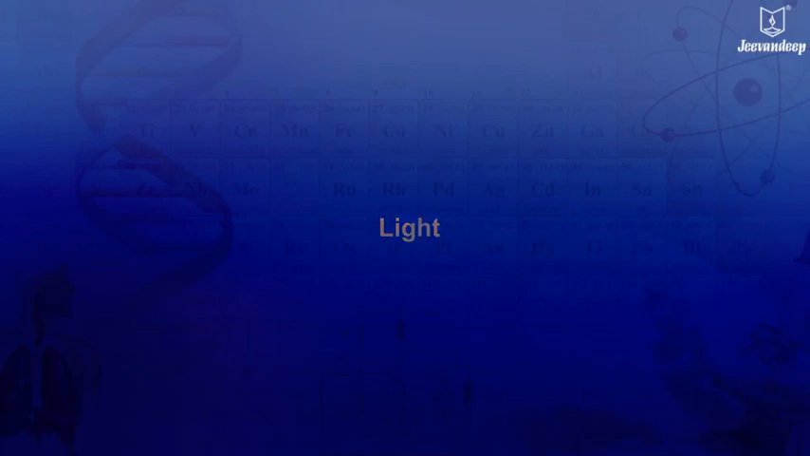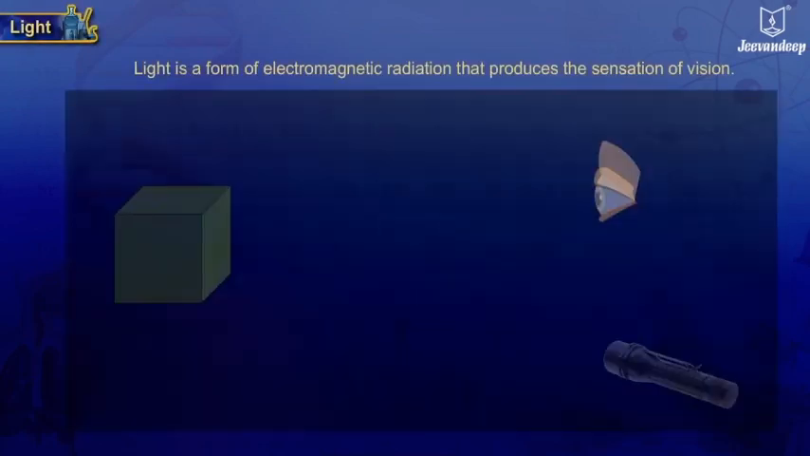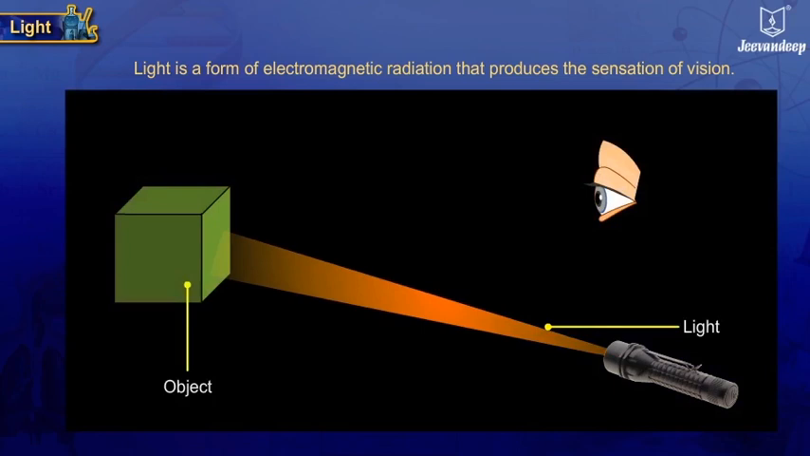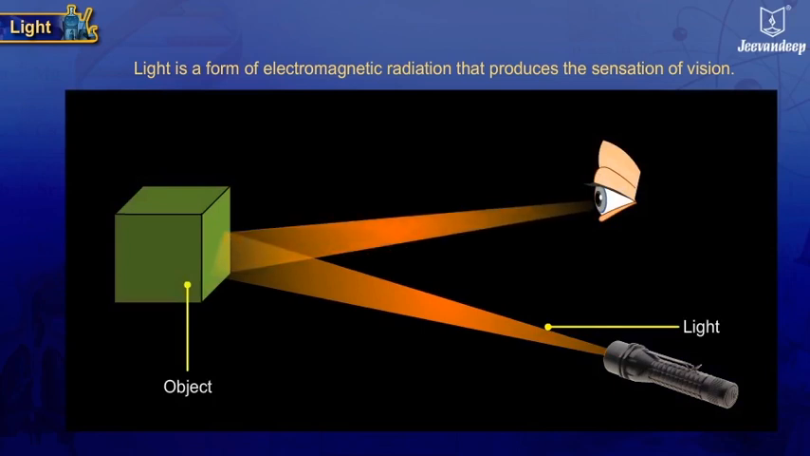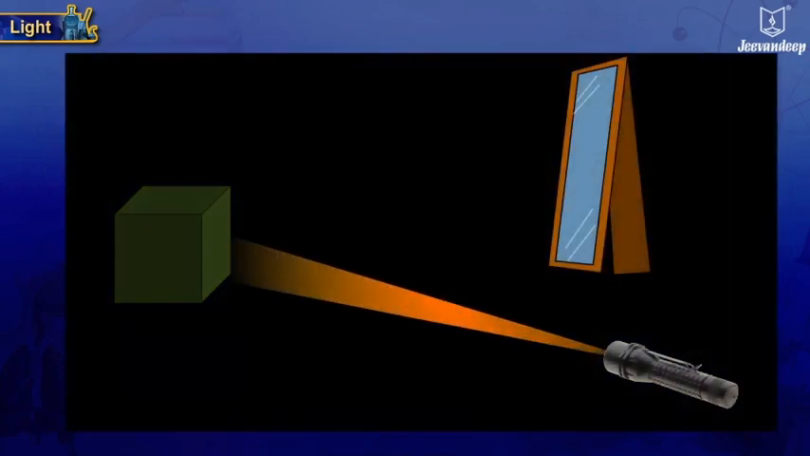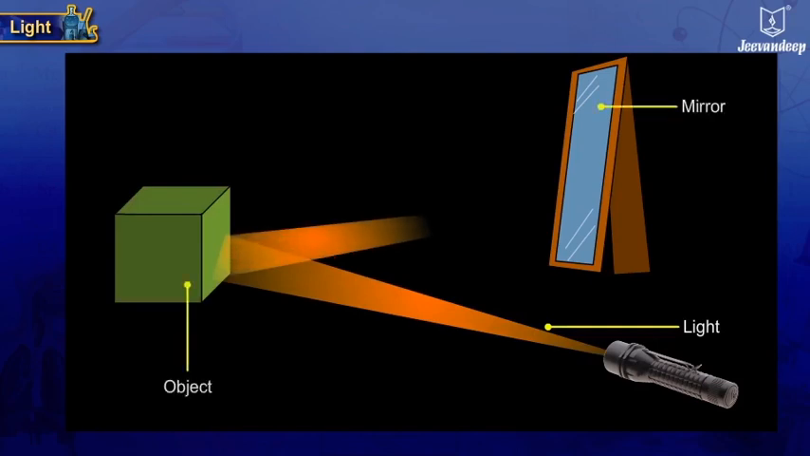Light. Light is a form of electromagnetic radiation that produces the sensation of vision. When light that falls on an object is reflected back and reaches our eyes, we are able to see the object. An image of an object is produced by reflection of light from the object and their reception on a surface. An image can be real or virtual.